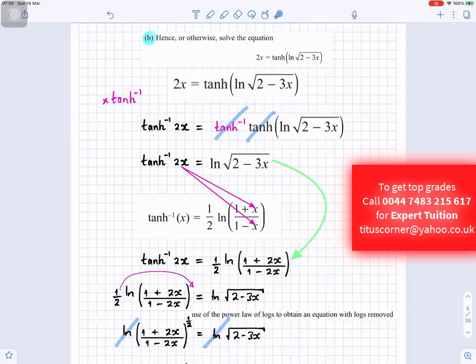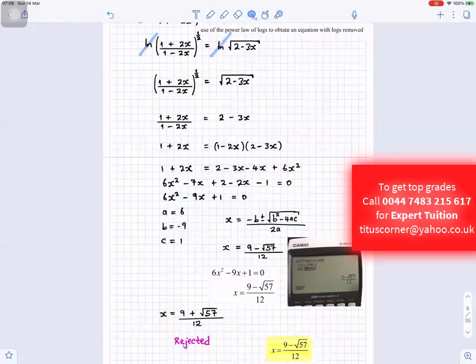So what we're going to do is use the power law of logs to obtain an equation with logs removed. You notice that we can take half to the front, by the power law of logs. So it becomes ln of 1 plus 2x over 1 minus 2x, to the half, equals ln. Now we can remove the ln because there's ln on the left, ln on the right. So when you remove the ln, you end up with 1 plus 2x over 1 minus 2x to the power half equals that.